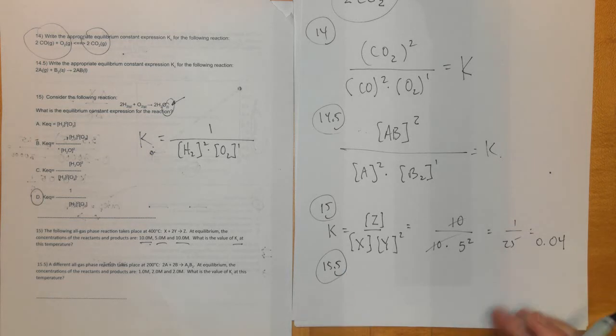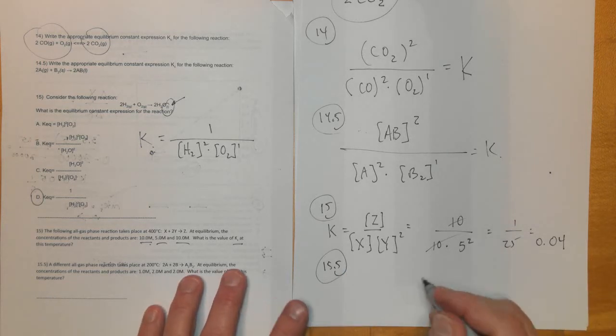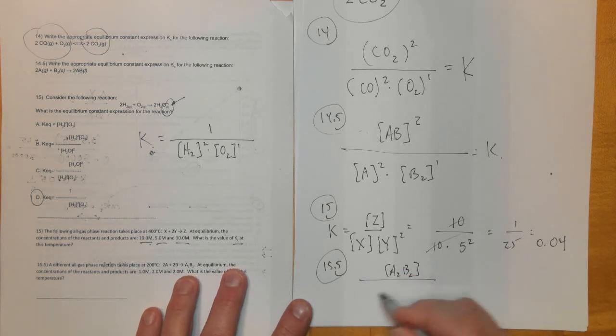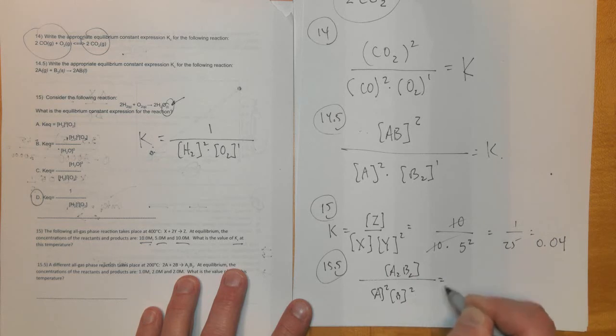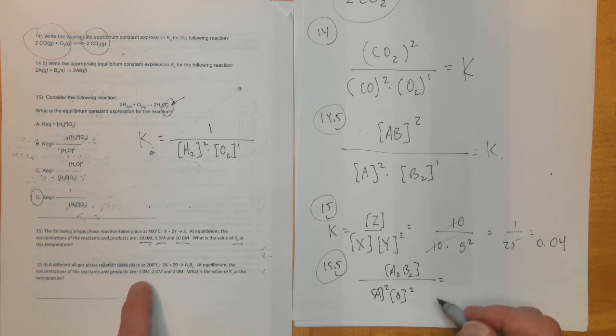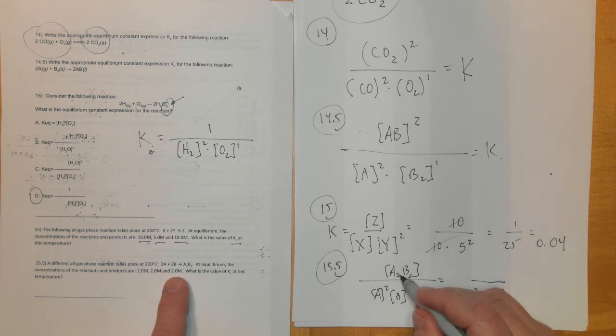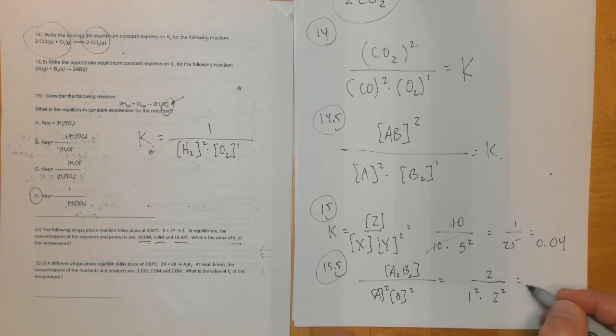15.5 is a similar question, but now we have a little bit different reaction. So we have A2B2 on the top, and then on the bottom we have A to the second power, B to the second power, and it says the concentrations are 1 for A, so 1 squared on the bottom, 2 for B, so 2 squared on the bottom, and 2 for A2B2, but that would be to the first power. So we end up with 2 divided by 4, or 1/2, or 0.5 if we were writing it in decimals.